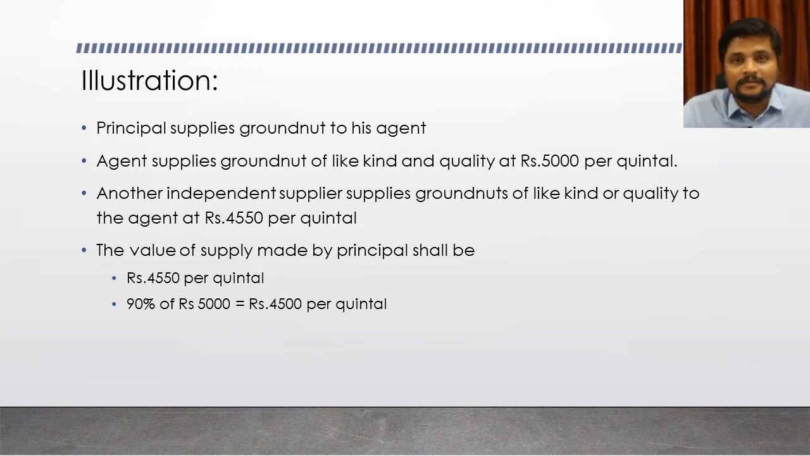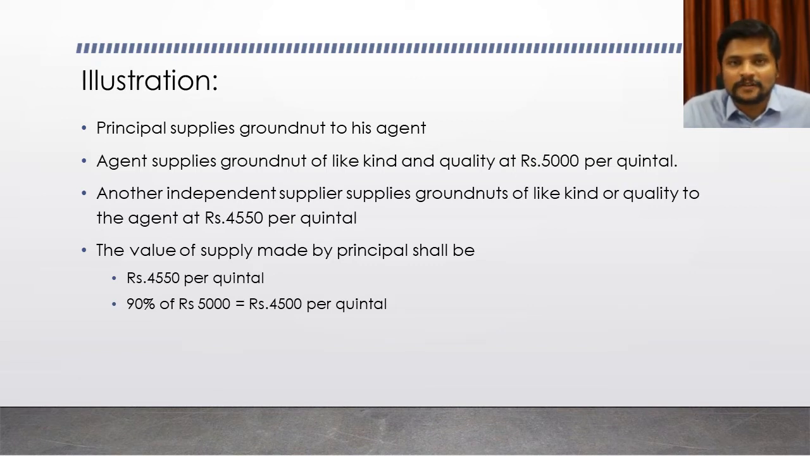Here, what does clause A say? Clause A says you can either apply the open market value or, at the option of the supplier, 90% of the end market value, or you can call it the price charged from the end customer. Here we will check both the scenarios. First, the open market value is 4,550 rupees per quintal. Second, 90% of 5,000 rupees will become 4,500. So the open market value is 4,550 and 90% of 5,000 is 4,500 rupees.